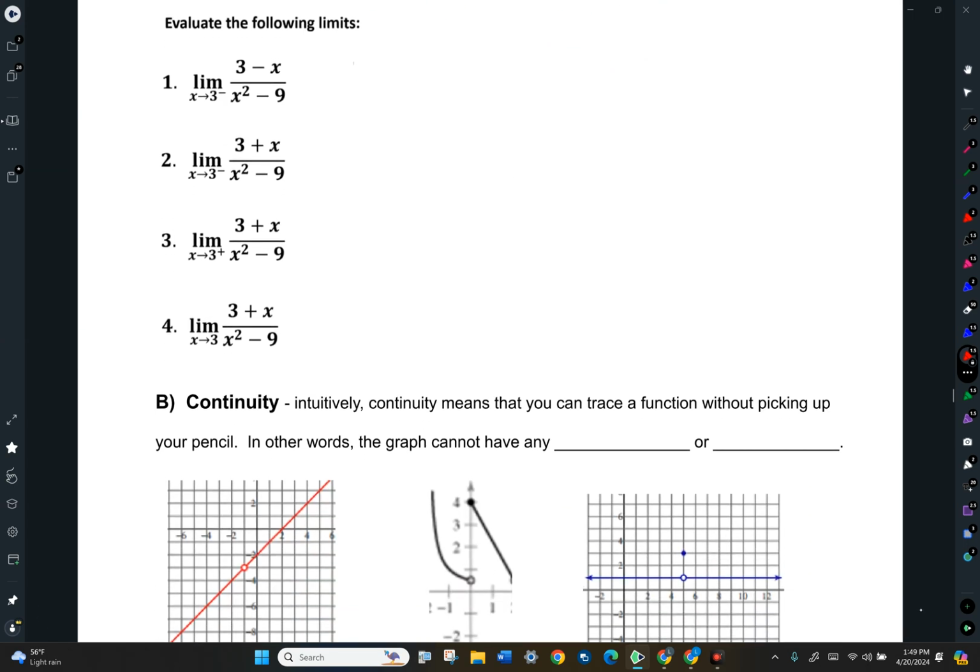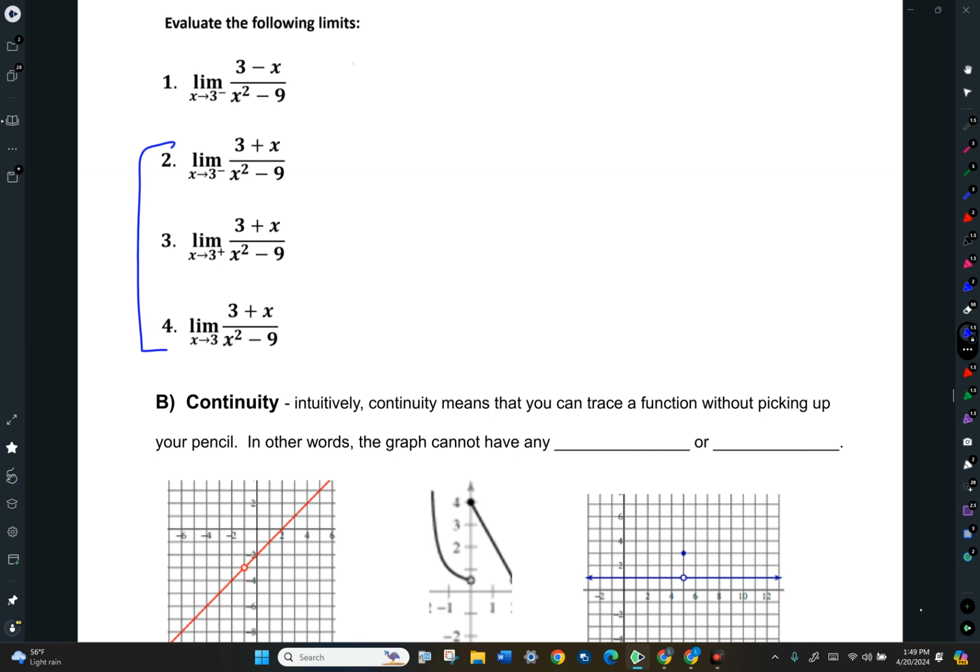I've got several that look very similar. In fact, you'll notice on number 2, 3, and 4, all of those are using the exact same function, 3 plus x over x squared minus 9. So we'll look at that in a minute. Look at number 1. This one's just a little bit different. It says, find the limit as x approaches 3 from the left. Okay, I don't care about left or right to get started. I'm just going to see if there's a y value.